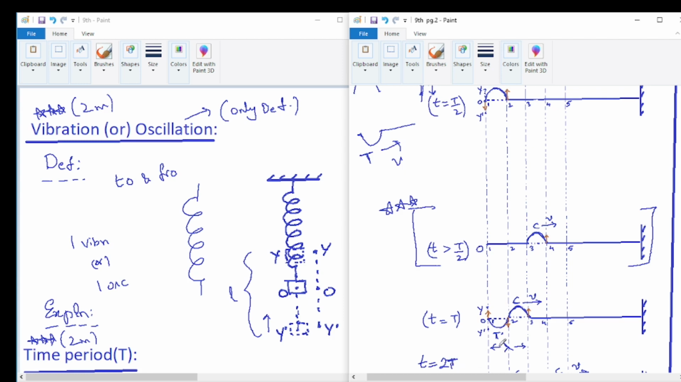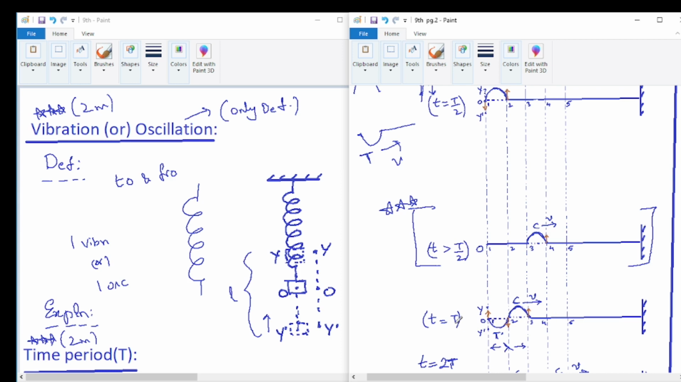Then how will the diagram be? In the diagram, once more this identical wave gets formed. But what about the first wave which got formed at the end of time period T? This first wave will not be present here. It will be shifting to the next.